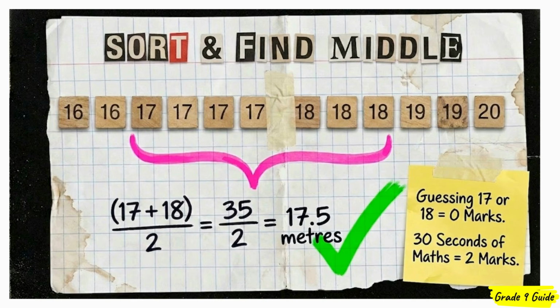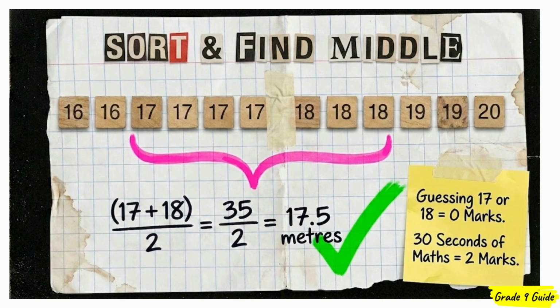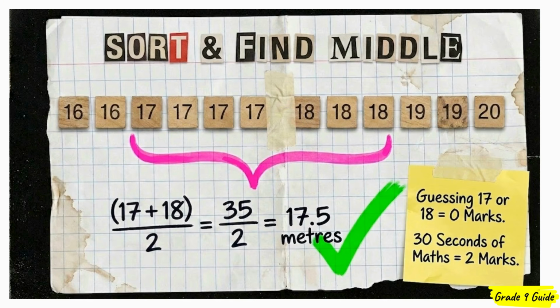Always write your working. If your final answer is wrong, but your method is correct, you still pick up a method mark. If you've ever just guessed the middle number on a median question, drop a facepalm emoji in the comments. You are genuinely not alone.